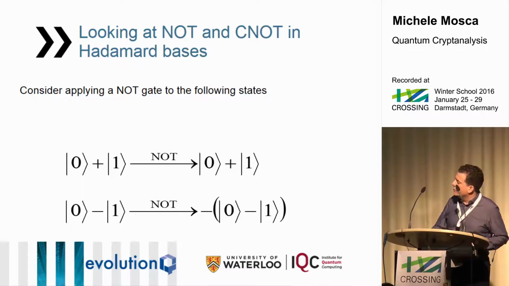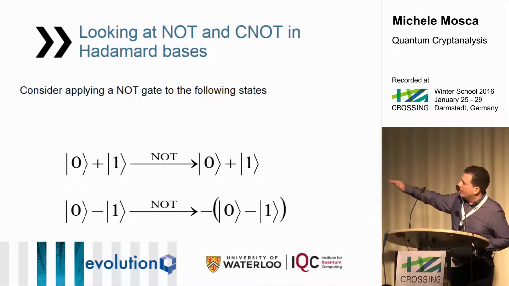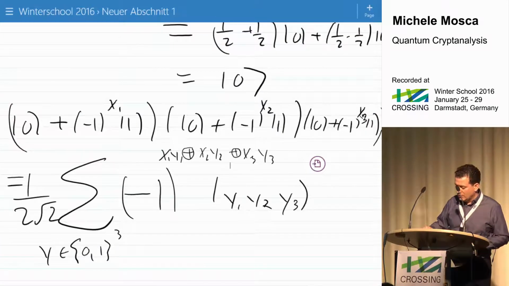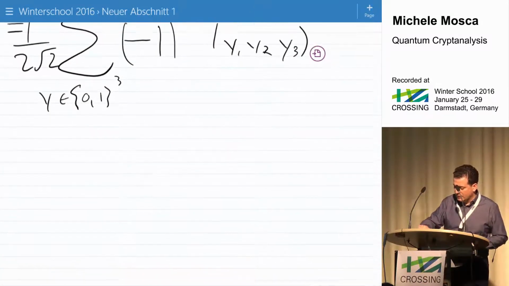Now, on the other hand, if you have 0 minus 1 and you apply the NOT gate, that goes to 1 minus 0, which pulls out a phase of minus 1 in front of 0 minus 1. So these are both eigenvectors of the NOT gate, or eigenvectors of the X matrix. The first one is eigenvalue plus 1, the second one is eigenvalue minus 1. And again, this is not just metaphorical, it really is.